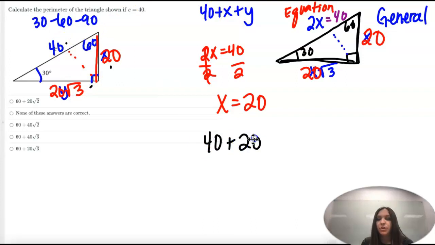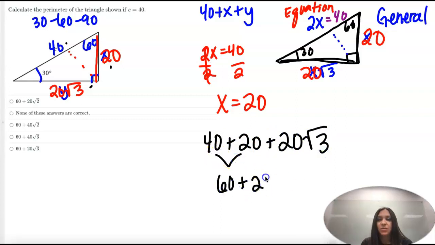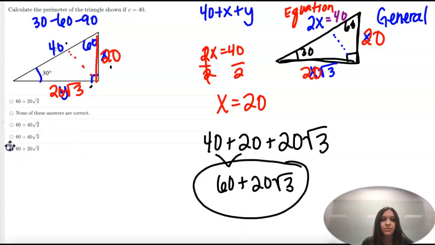I can find the perimeter. We're going to add them all up. 40 plus 20 square roots of 3. 40 plus 20 is 60, and then we can't add a number with a square root. These are not like terms. And so this would be our answer. That's as far as we can get.